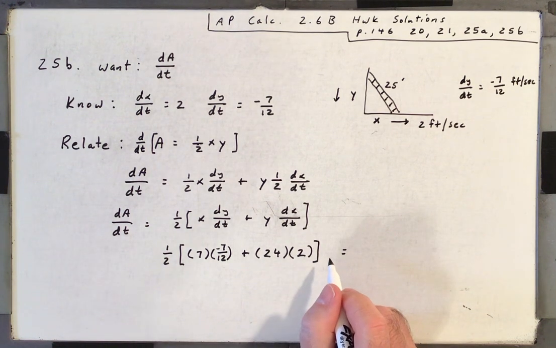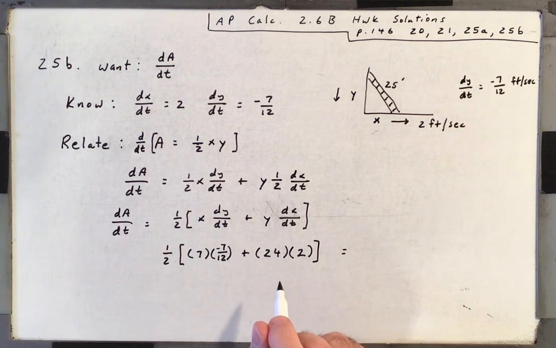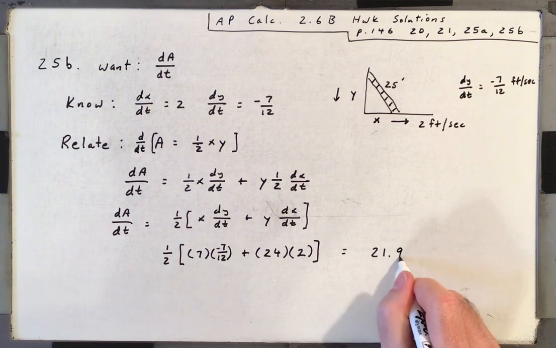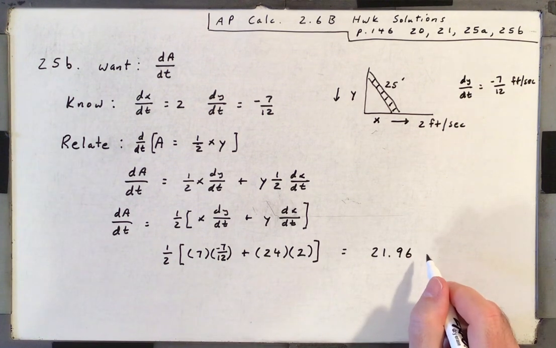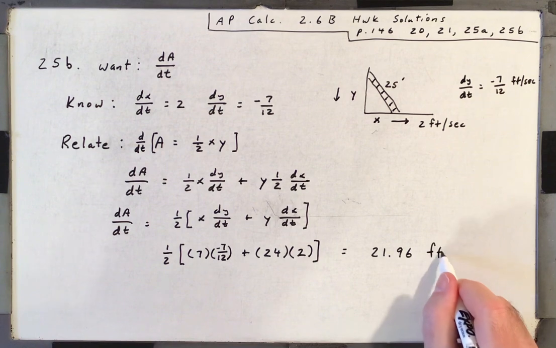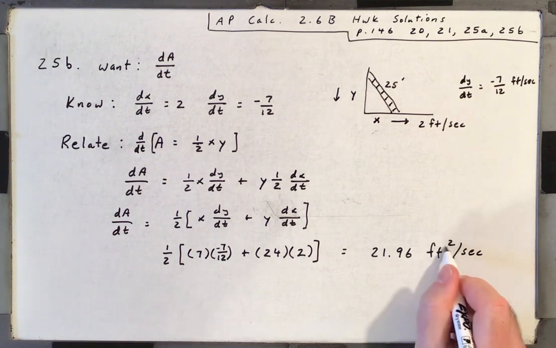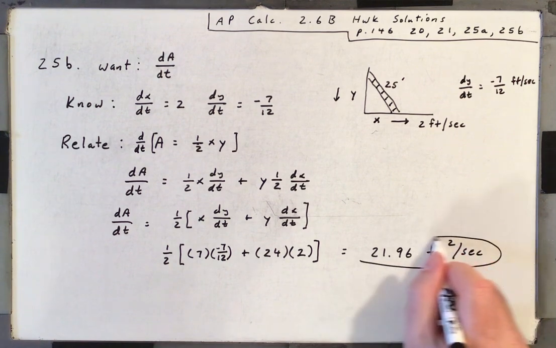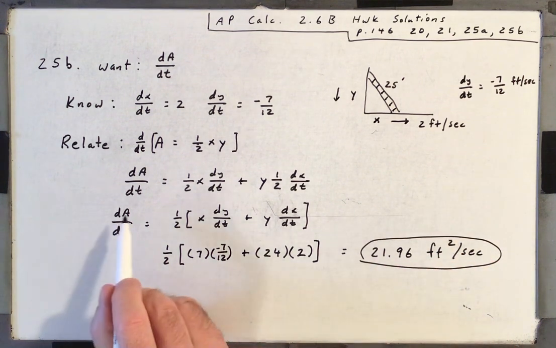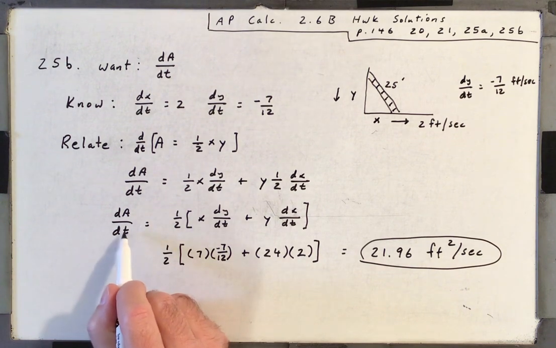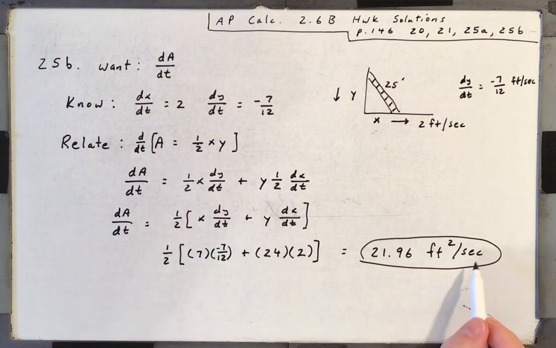All right. So that will give you, if you put that in decimal form, 21.96. The book probably leaves that as a fraction, but it would be feet squared per second. Remember, area has a unit squared, and then time is second. So you can think of the units: what's the unit for area? What's the unit for time? Area is going to be something squared. Time is going to be per second.